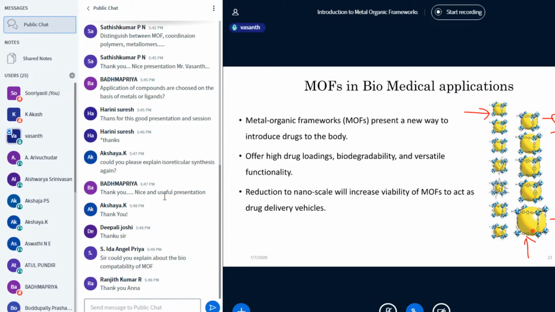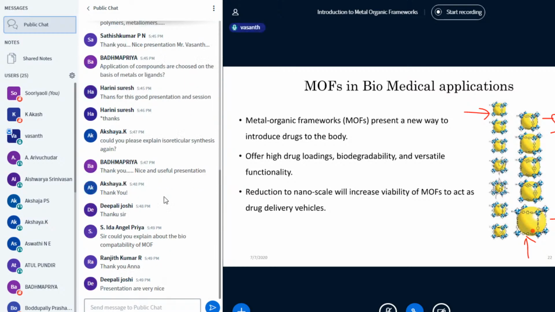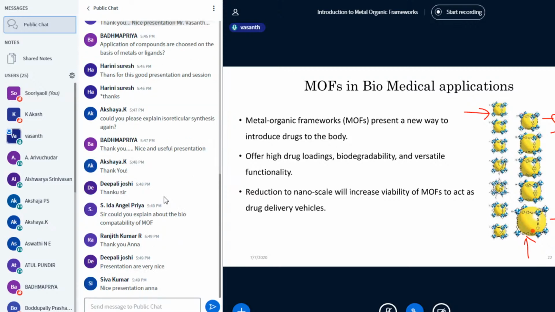Can you explain the biocompatibility of MOFs? Biocompatibility of MOF. That's what I said for the previous questions. For biocompatibility, we need to take into account that the ligand is going to be toxic. What about the toxicity of metals? What about the size of the metal organic frameworks? So I think all three have to be taken into account to check the biocompatibility.